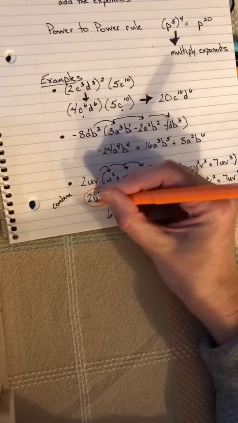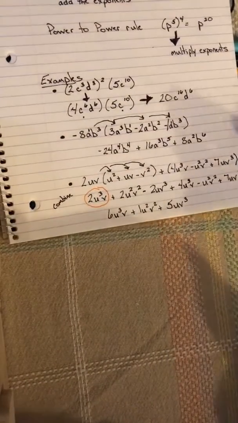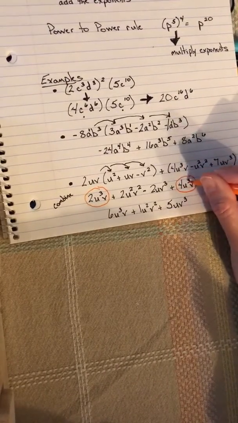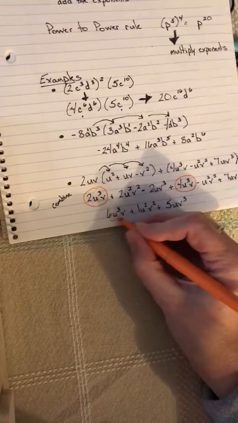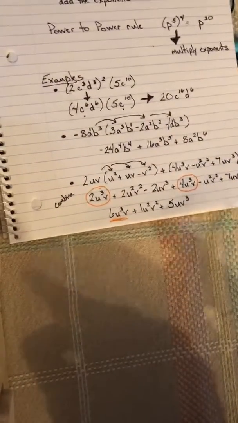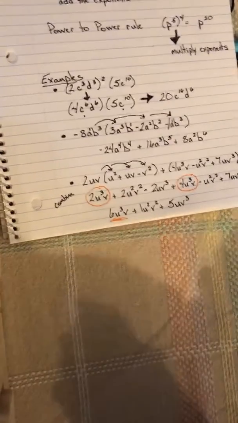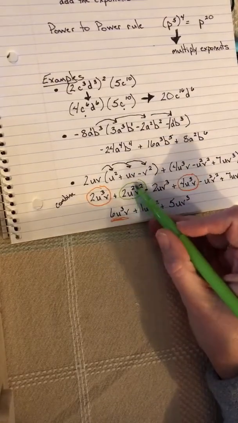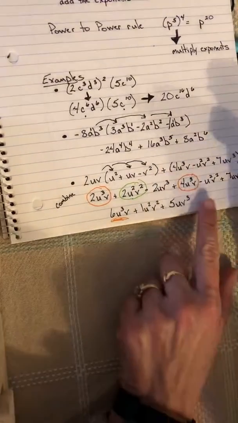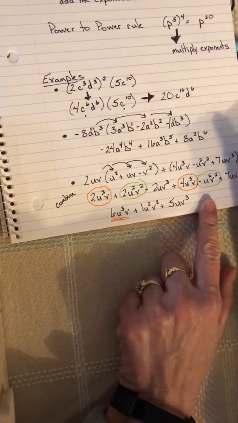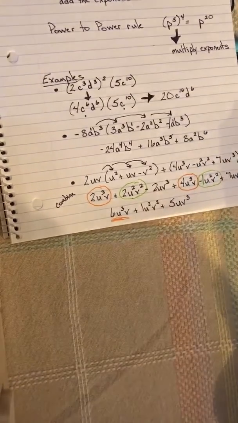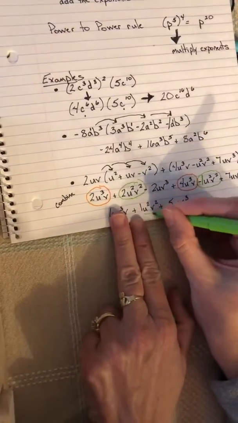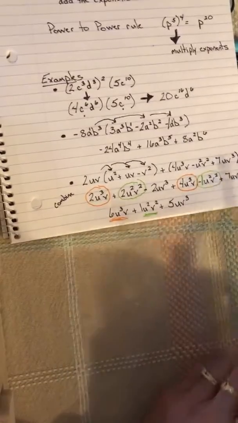I have 2u to the third v, and if I look over here, I have 4u to the third v. That is how I got this answer of 6u to the third v. Here's my next one: 2u squared v squared. I'm going to add it to this. If I want to put a negative 1 in here to help you, when I combine those two, I get a positive 1, u squared v squared.